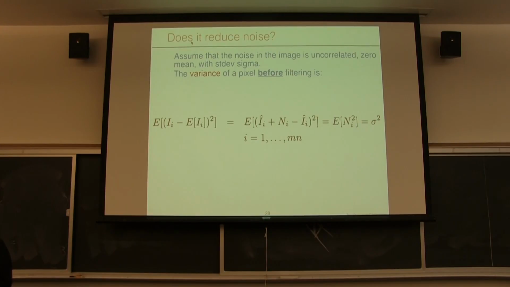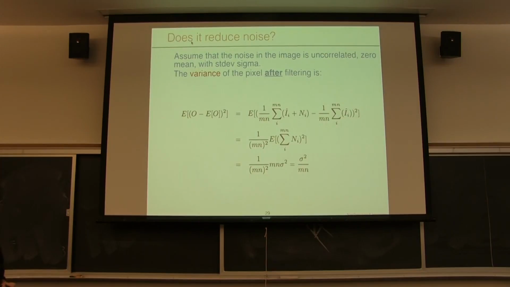So this is before applying the filter. I have additive noise, 0 mean, uncorrelated, with the standard deviation sigma. And before applying the filter, that's how the variance of that neighborhood is. Now, let's apply the filter and compute the variance after applying the filter. So now I have the expected value of the square of the difference between the output and its expected value. Okay. All right.